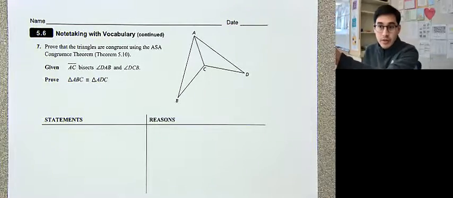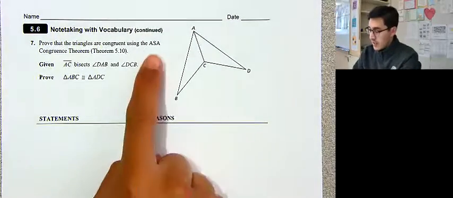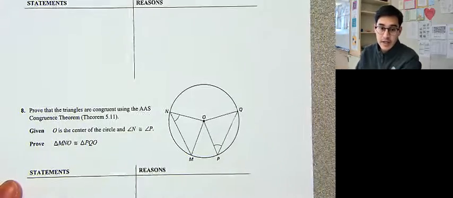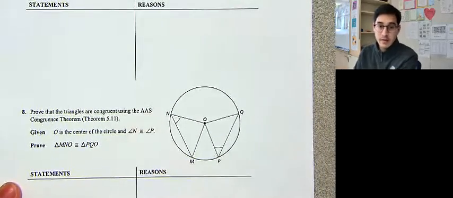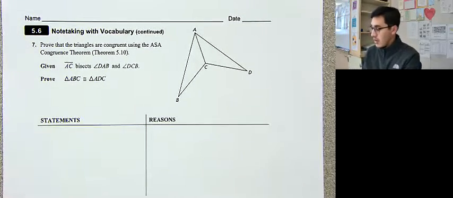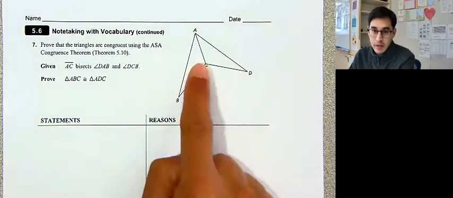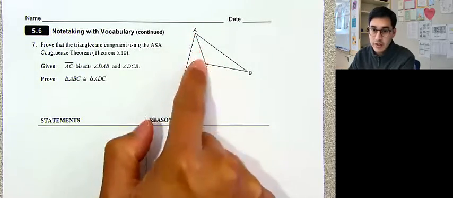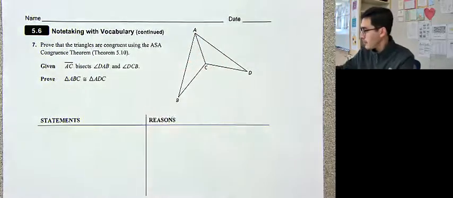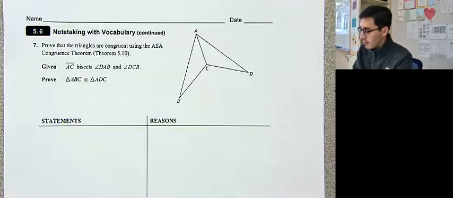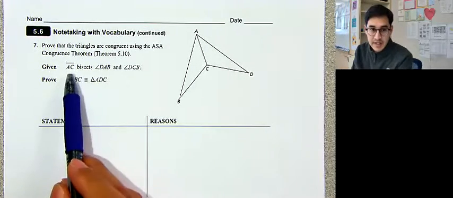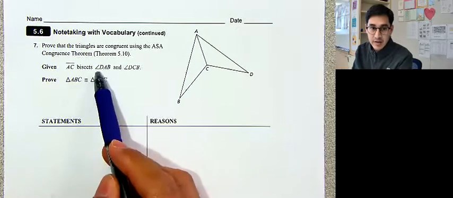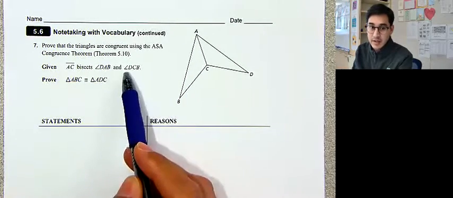Hey, what's up? I'm going to do a couple proofs here using the angle side angle method or theorem, as well as the angle side theorem. All right, so we've got this pretty cool looking figure. It's composed of two kind of obtuse triangles that share one of their sides. All right. So our given statement is that the segment AC, which is this one in the middle, bisects the angle DAB as well as the angle DCB.